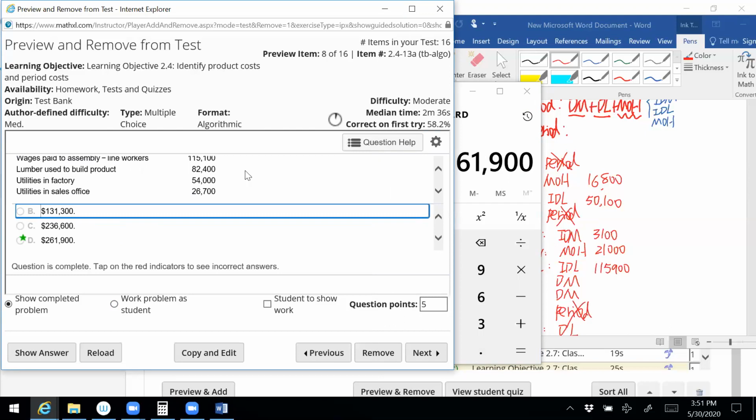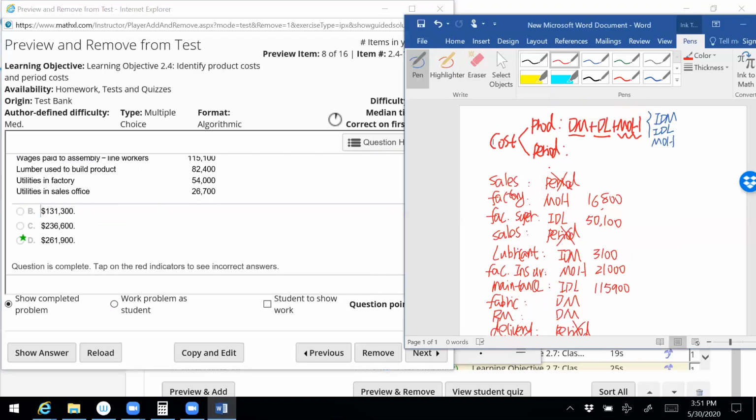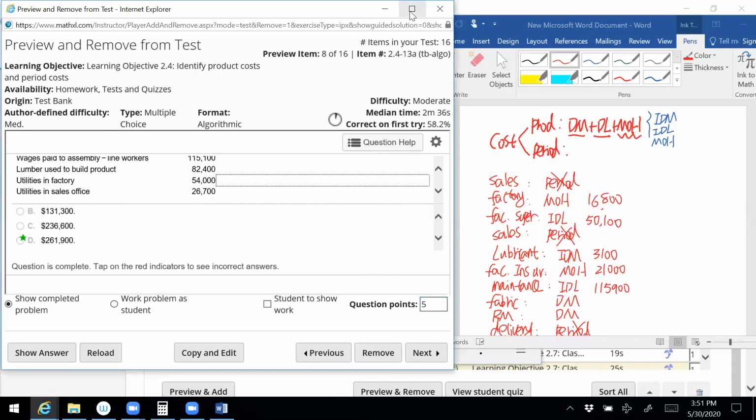This is really a good practice to separate period cost and product cost, and out of product cost, you need to know those three different parts. I put 5 points there. It's not easy to earn these 5 points.